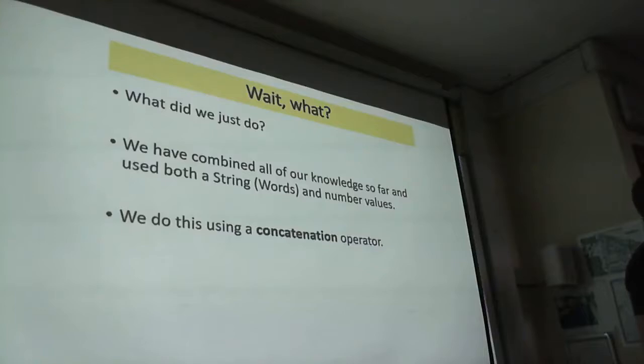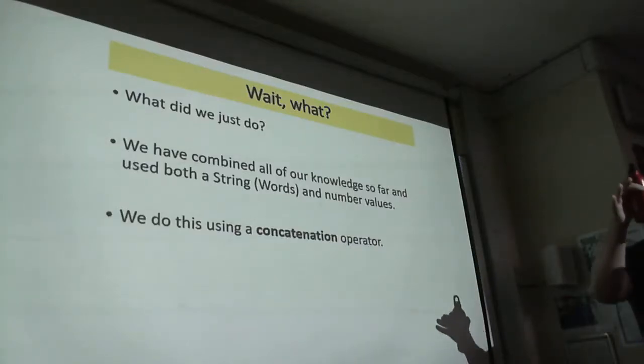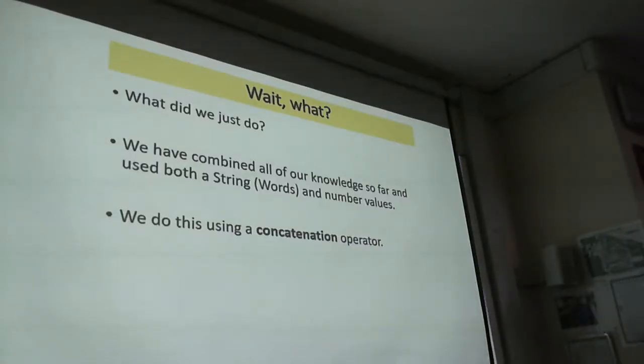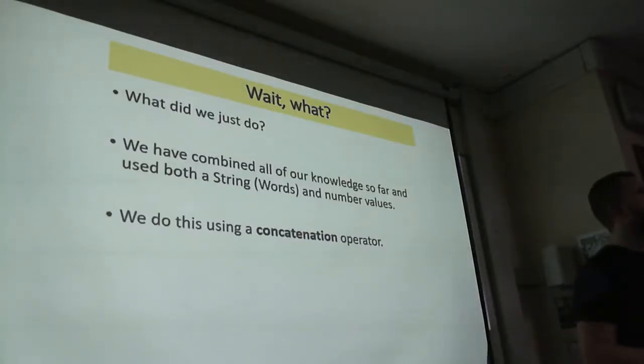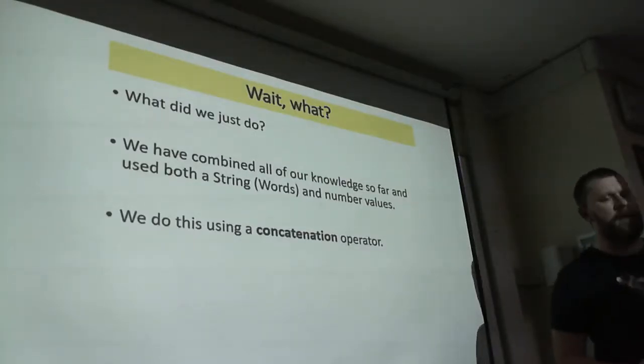If we have text on one side, and text or numerical values on the other side, it becomes concatenation. And that's just joining them together, super gluing them in the middle. Okay? Does that make sense? I'm going to do some experiments so you can see.